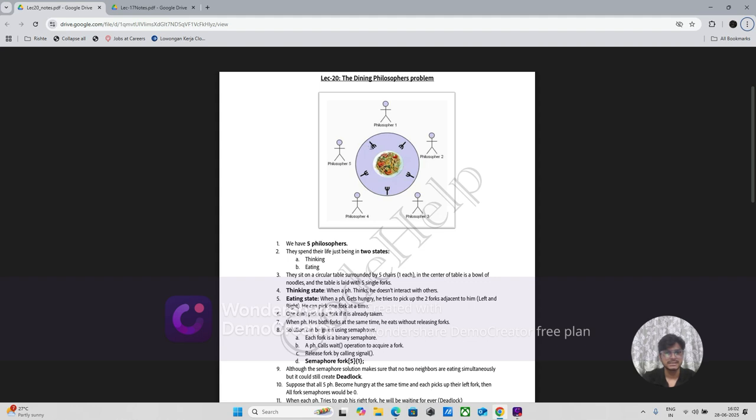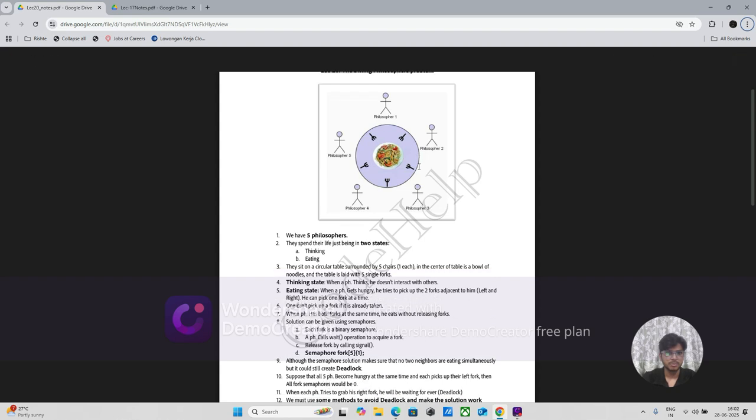Each of the four philosophers takes a fork. Since the fifth philosopher is not sitting, one philosopher can take the remaining fork. Then they can do their work, and after that they release their two forks, so another philosopher can take a fork too. In this way we can avoid deadlock. But the main limitation is that only four philosophers can sit at the same time.